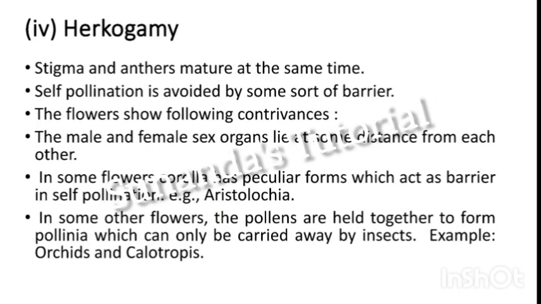Then herkogamy. Herkogamy is the condition where there is some barrier between the stigma and anther, so they cannot perform self pollination. There is a barrier between the stigma and anther to prevent self pollination. The pollen grains cannot reach the stigma, the female part of that flower, so cross pollination is obligatory there.